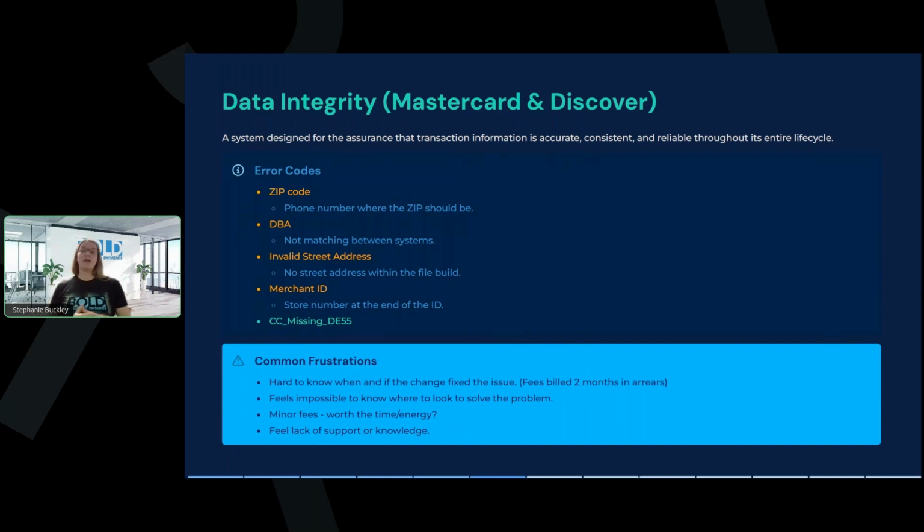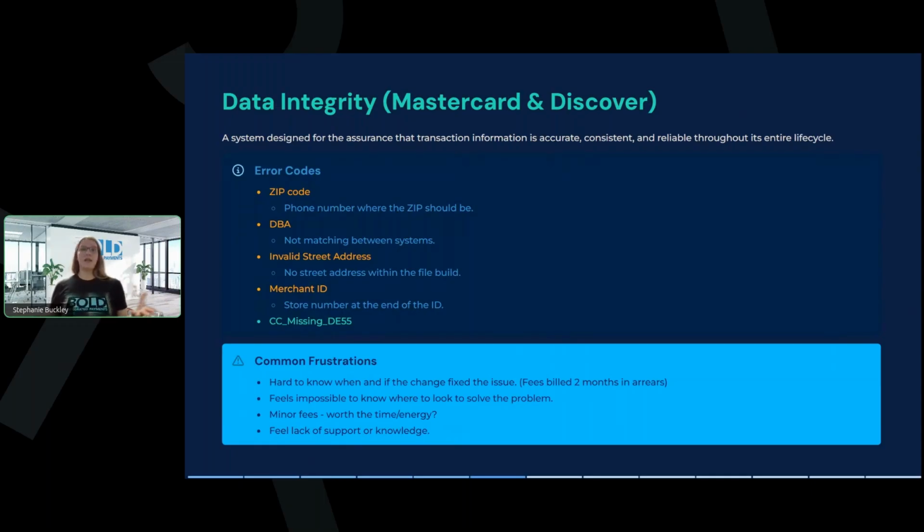Invalid street address. Most of the time there's no street address. People are just leaving it out of the file build in certain circumstances. And if it's on the VAR sheet and it's someplace that you can put it into your terminal, then that's someplace where you need to make sure that it's there and it's there correctly.